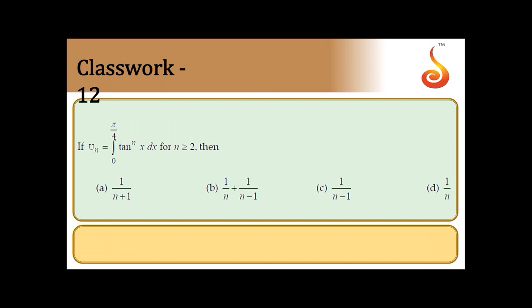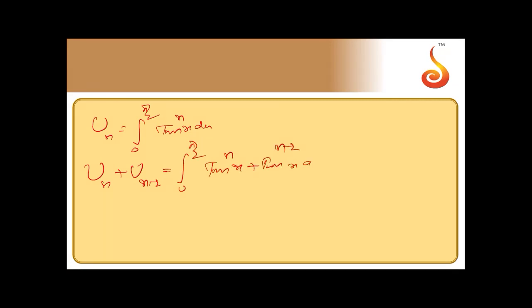Yes, of course, I think there is a change in the question. Actually, it is Un plus Un minus 2, equal to how much? Un is equal to integral 0 to pi by 4 tan to the power of n x dx. Let me calculate Un plus Un minus 2. It's nothing but integral 0 to pi by 4, tan to the power of n x plus tan to the power of n minus 2 x dx.